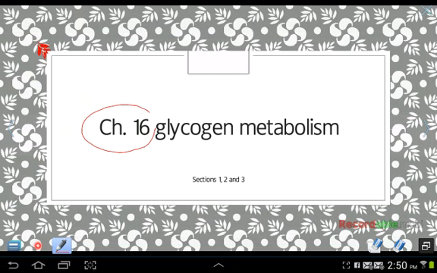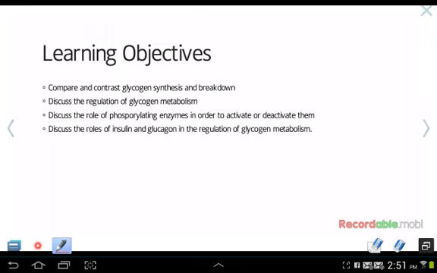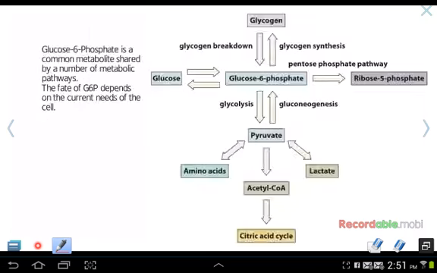So for this lecture video specifically, we're talking about just glycogen metabolism, which is sections 1, 2, and 3 in your textbook. So here are our learning objectives. They're a little bit shorter because we're talking about one aspect of metabolism, and we already got a lot of our key terms down, and we're dealing with a lot of enzymes that we've already discussed. So let's go ahead and get started.